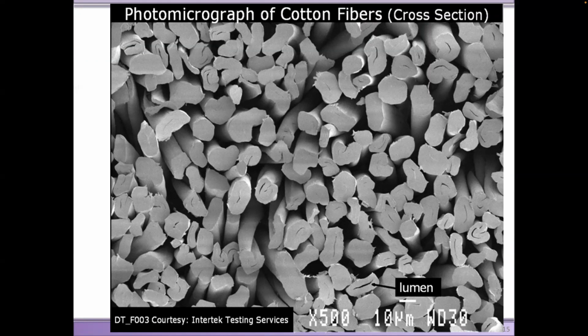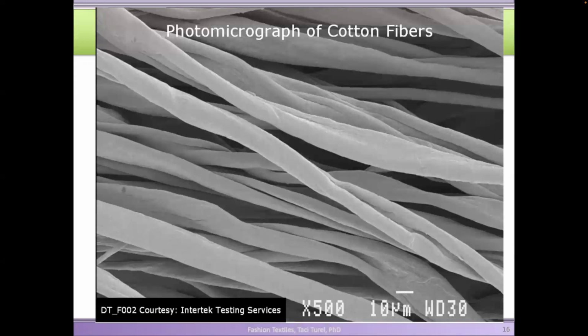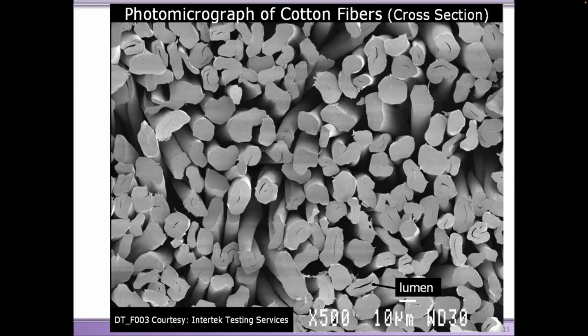So this is the actual fiber cross-section that you can see. This is 500 times magnified in a scanning electron microscope. So you can see the cross-sections that look kind of like kidney shape. And when you look at the length of the fiber, you can see that twisted ribbon-like structure, the convolutions. And those convolutions give you that kind of cross-section.